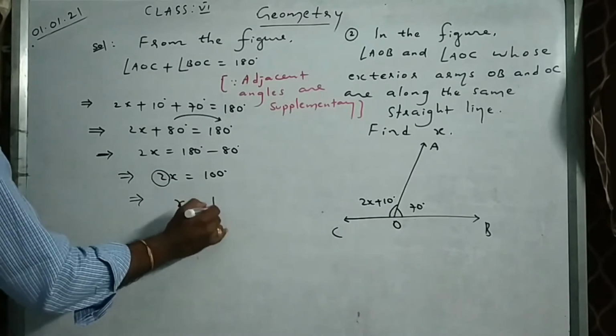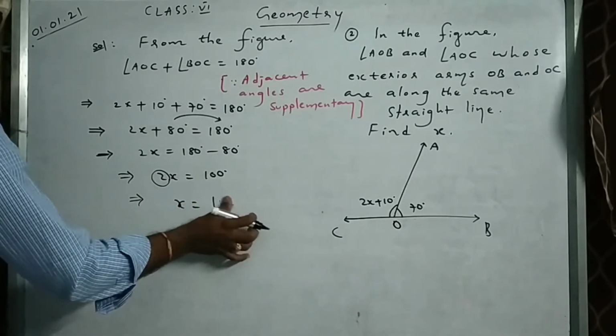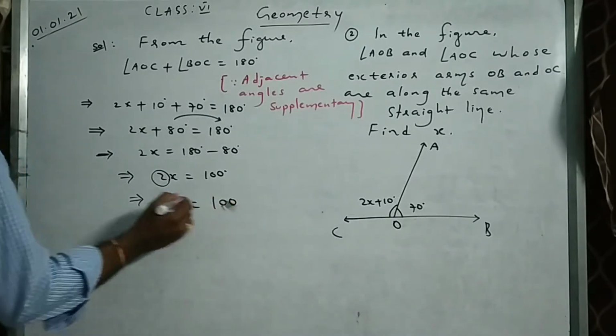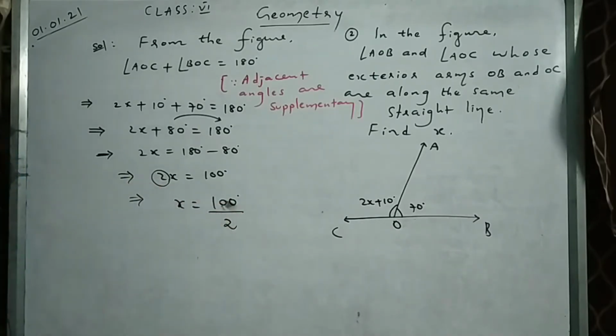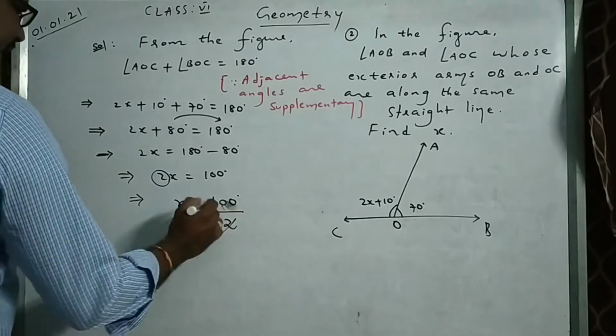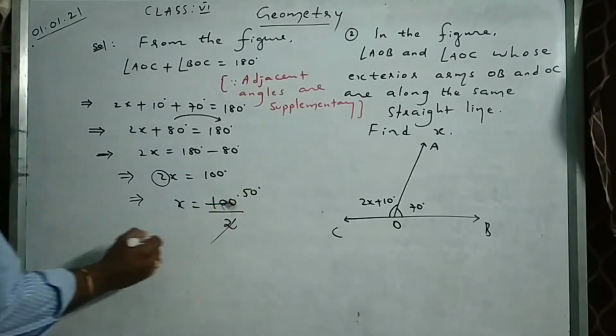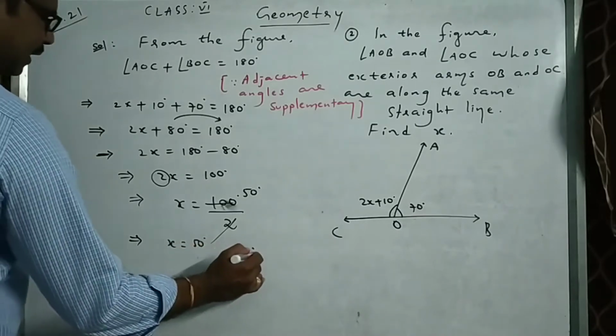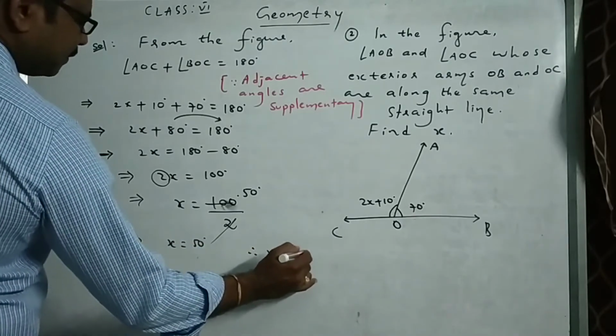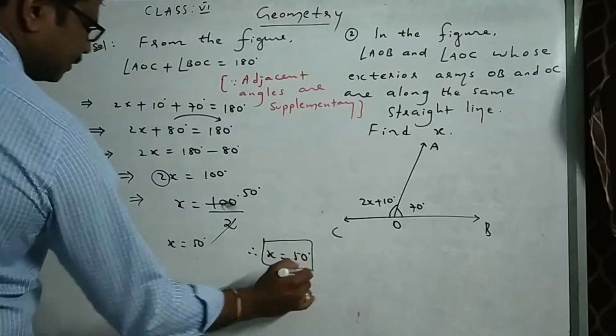So 2x equals 100. The 2 is in multiplication, so if I shift it to that side, it becomes divided by 2. You can cancel, 2 fives are 10. So the x value, how much? 50 degrees. Therefore the value of x is 50 degrees. Okay.